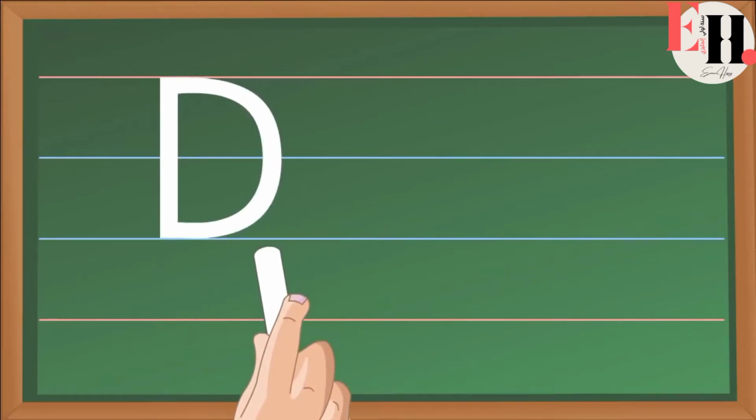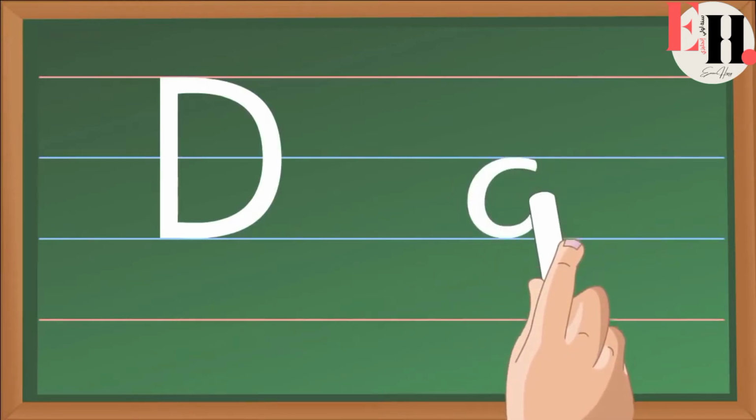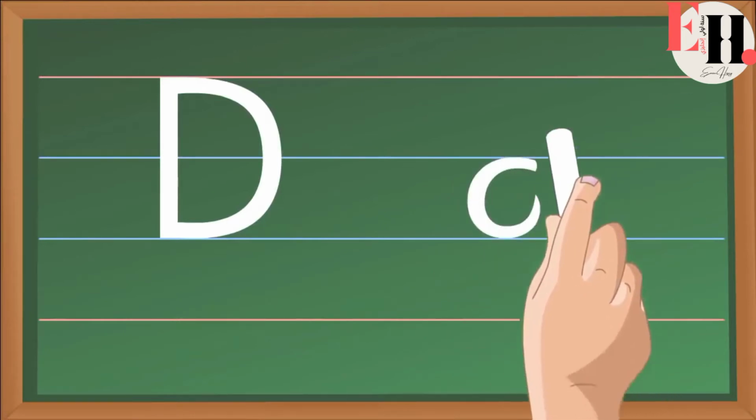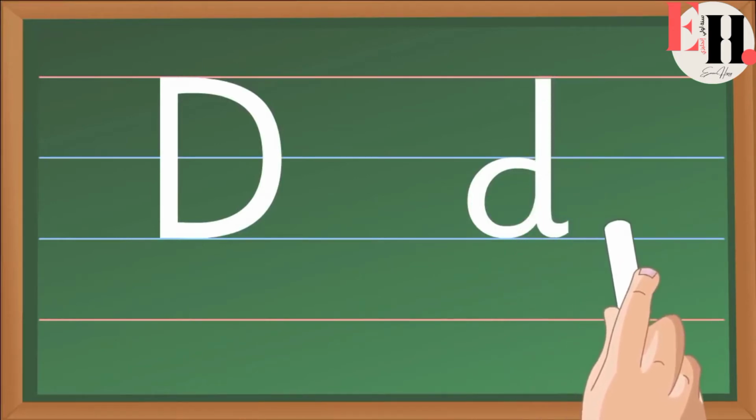Small d. Start from the middle and draw a small c. Then go to the top and draw a standing line downwards with a small curl at the bottom.